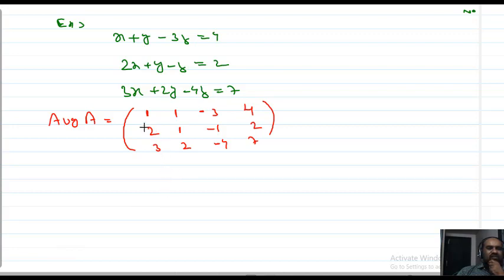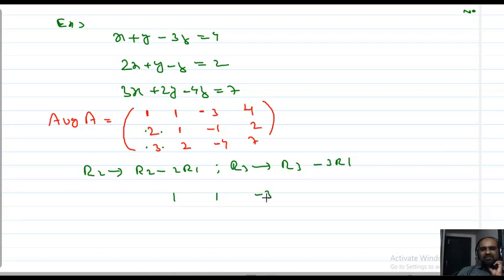Students, first of all our target is to make these two zeros. So R2 changed as R2 minus 2 R1, R3 changed as R3 minus 3 R1. Our target is to make these two zeros first. Okay, so first row as it is, second row 2 minus of 0. Here 1 minus 2, minus 1. Here minus 1 plus 6, 5.